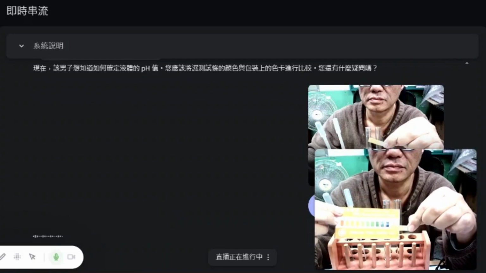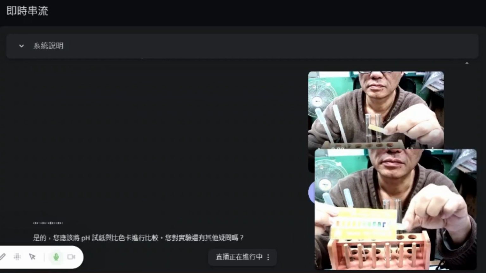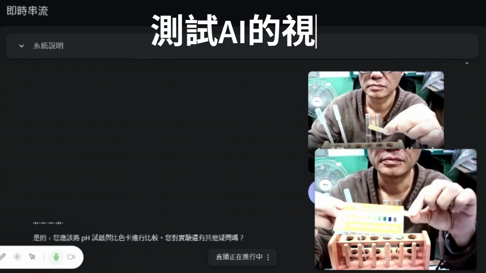Yes, you should compare the pH strip to the color chart. Do you have any other questions about the experiment?